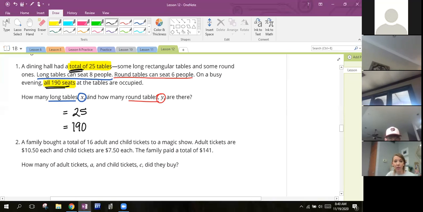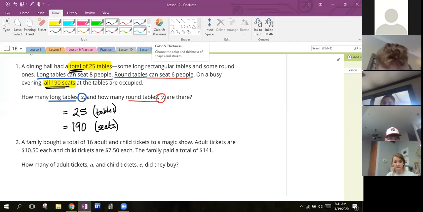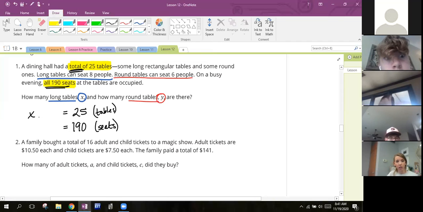Okay, so when we're talking about the 25, we're talking about the total amount of tables. And when we're talking about 190, what are we talking about? The seats. Okay. So when we're talking about 25 total tables, what makes up the total amount of tables? What kind of tables are we working with here? Long and round. So what variables are we going to use to represent long tables and round tables? X and Y. So our long tables plus our round tables equals 25.